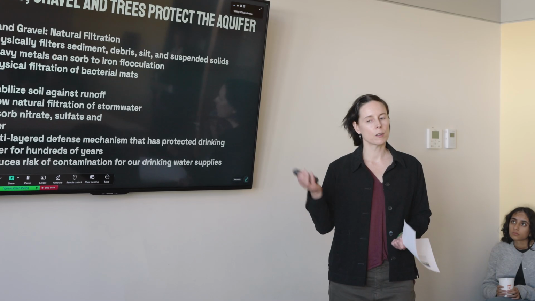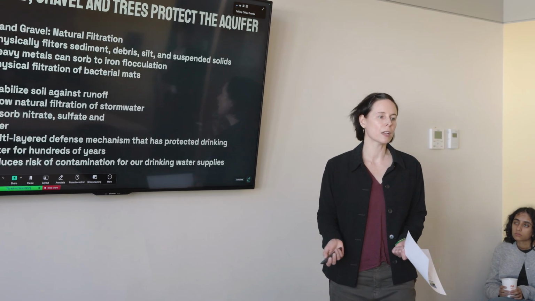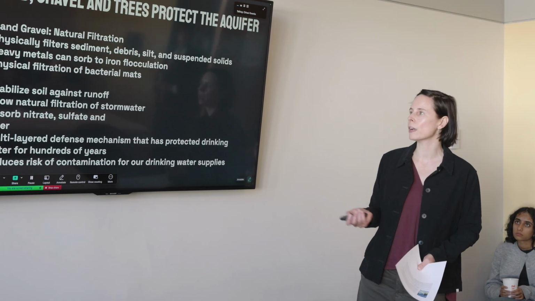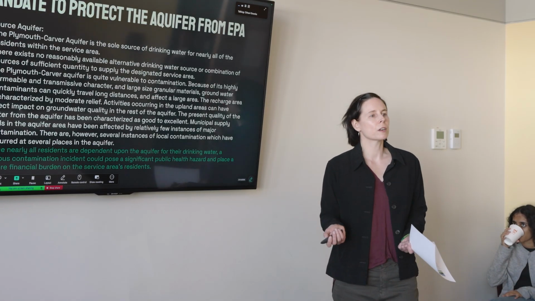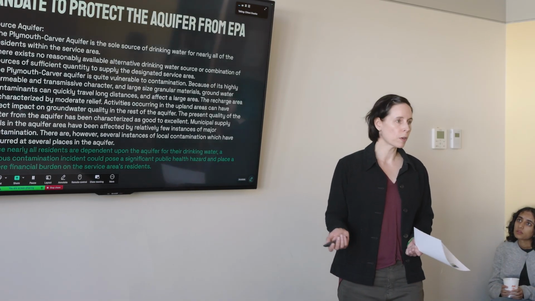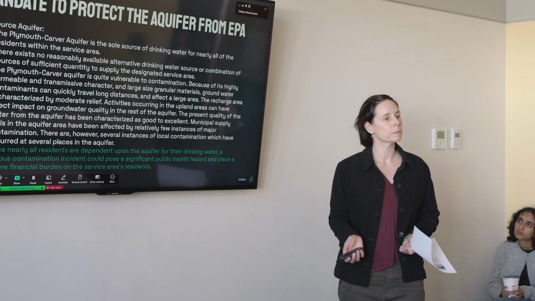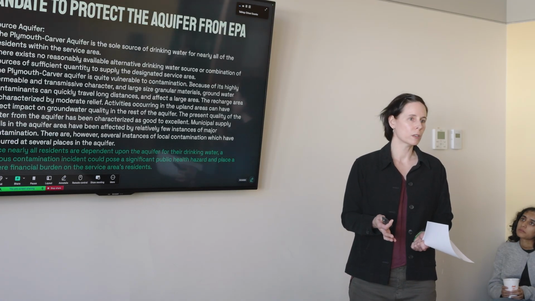And when we do sand mining, we remove this protective layer. It's a very delicate system that's existed in balance for thousands of years, and we're changing it right now as we speak. We also have a mandate from the EPA to protect our drinking water. We live on a sole source aquifer, which has been designated as the sole source of drinking water for 200,000 people in our region. There are no laws protecting private drinking water wells.